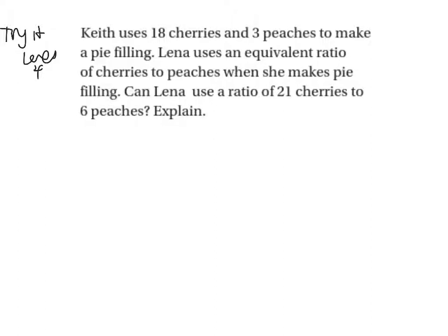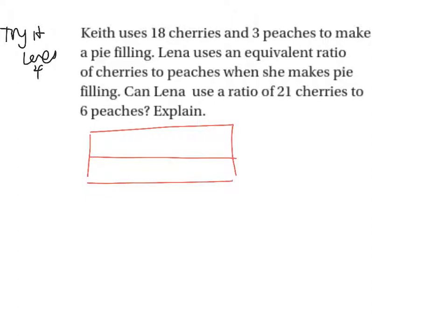Here's your level 4 problem because you're going to have to explain it. Keith uses 18 cherries and 3 peaches to make a pie filling. Lena uses an equivalent ratio of cherries to peaches when she makes pie filling. Can Lena use the ratio of 21 cherries to 6 peaches? Explain. So you'll probably want to draw 2 tables again.